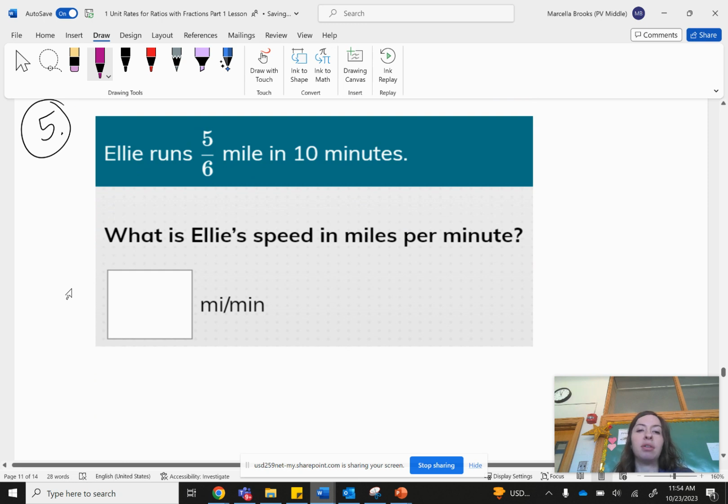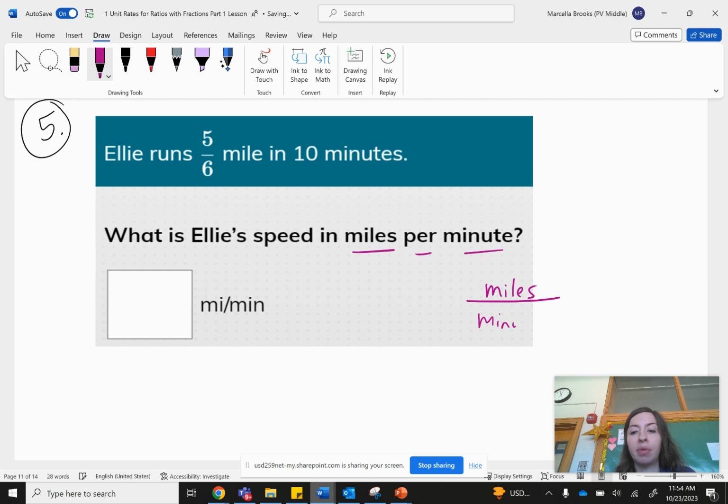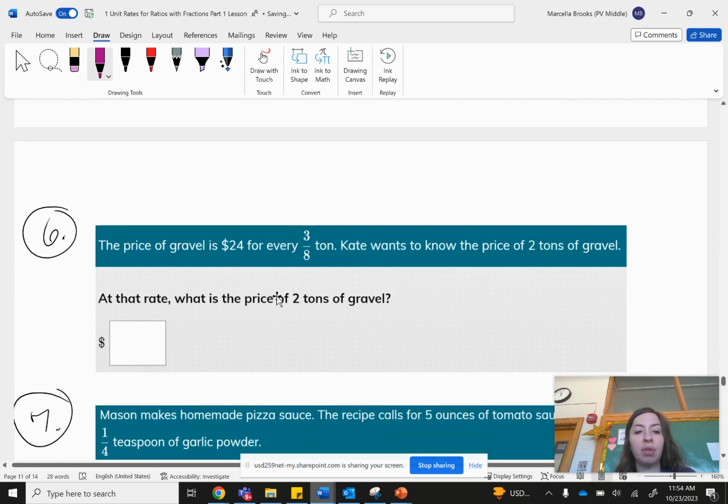Ellie runs 5/6 of a mile in 10 minutes. What is her speed in miles per minute? That means it's miles per minute. So plug your numbers in and find out how fast she goes and put it over there.